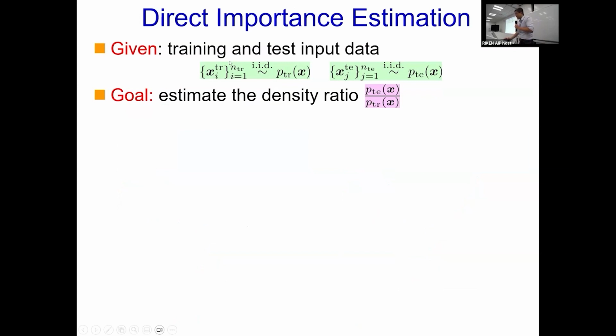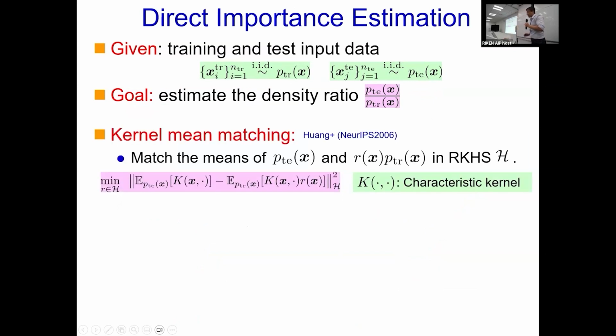So the problem is, we are given training and test input points. So we have x points from the training distribution and x points from the test distribution. And we want to estimate the density ratio, PTE over PTR. So this is the importance weight. Then one of the classical approaches is called kernel mean matching. This is a very nice, simple method. It tries to match the means of PTE and R times PTR.